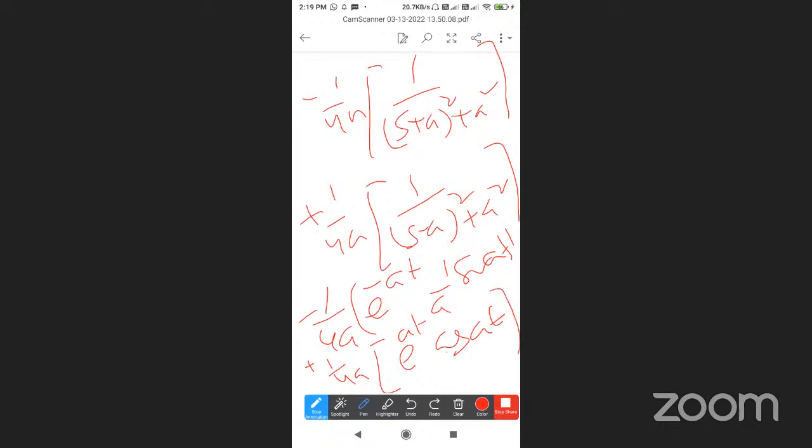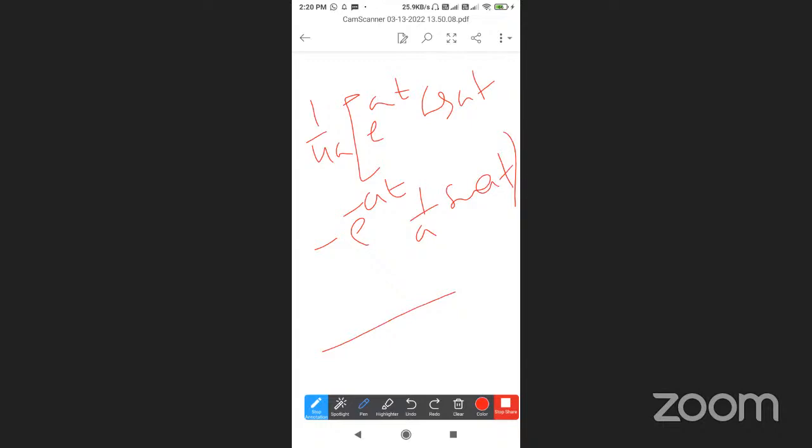We have to simplify. For s plus a, the first gets e power of minus at, and for the second it is e power of at. So we get the formula with 1 by 4a common: e power of at cos at minus e power of minus at into 1 by a sin at. That is the answer of this question in the SAQ, first and second I told you.